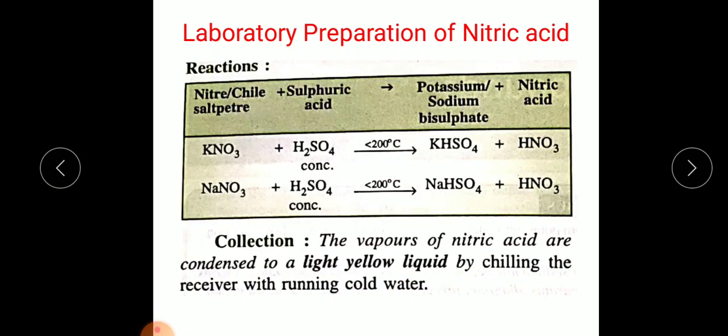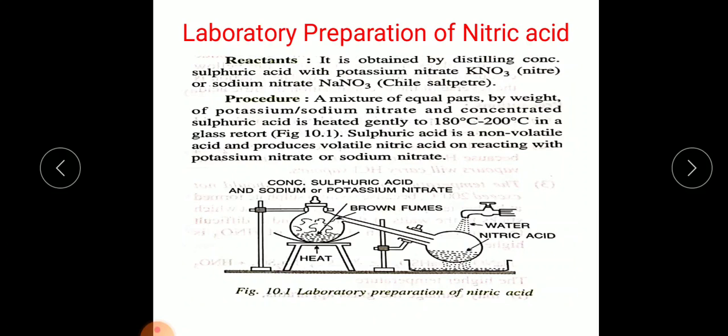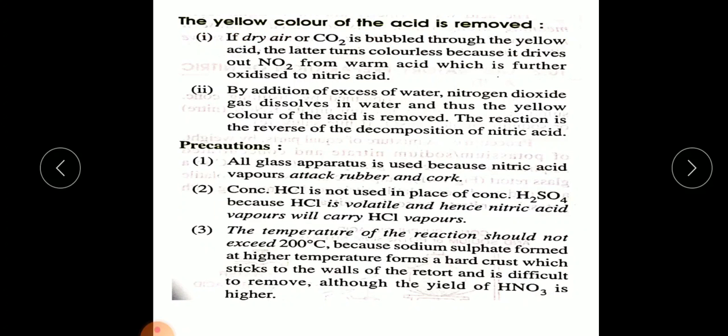Now the collection, how can we collect the nitric acid gas? The vapors of nitric acid are condensed to a light yellow liquid by chilling the receiver with running cold water. So the receiver, that is this one, collects the nitric acid by cooling it with running water. The first nitric acid that is formed will be yellow in color.